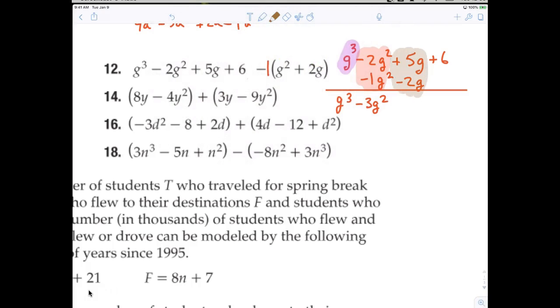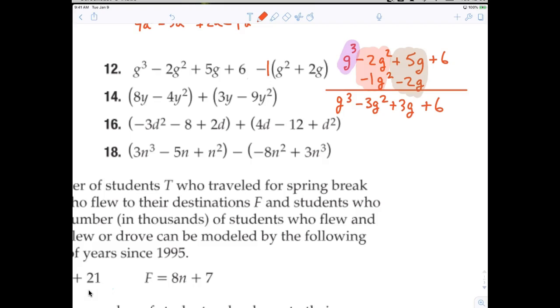Now combine. And what do I get? 3g, plus 3g. And then what? 6. Plus 6. Come on, guys. That's very simple. And like I said, the negative just means change the signs.